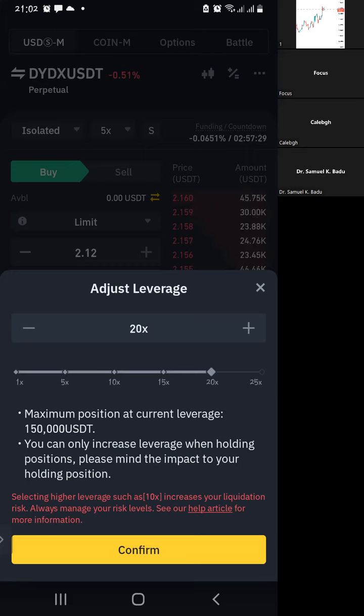Please, I hope the leverage is clear. So leverage indicates how much you can borrow from the exchange based on how much you have. So someone who has $100 in your futures trading wallet and you choose a leverage of 10x, it means that with $100, you can trade up to a maximum of $1,000. If you choose 20x, you can trade up to a maximum of $2,000.